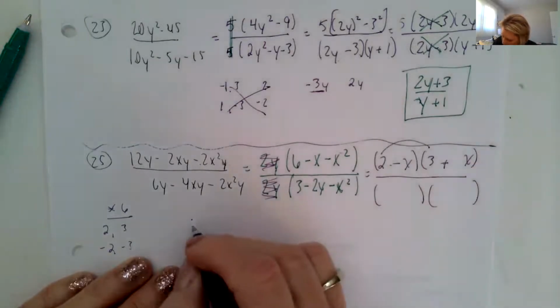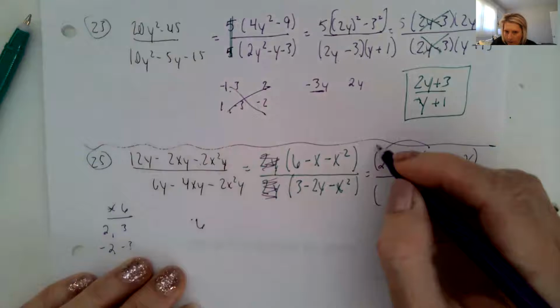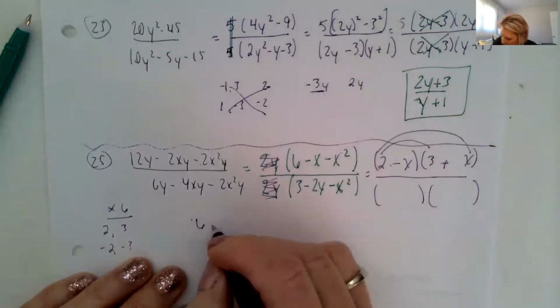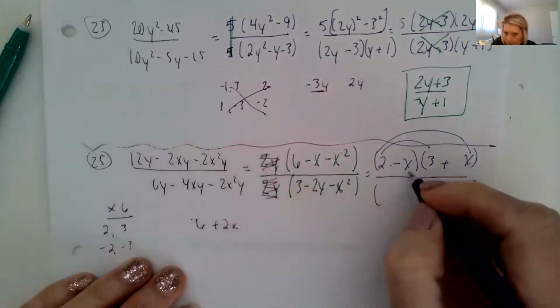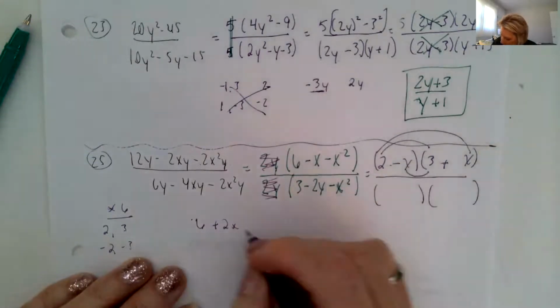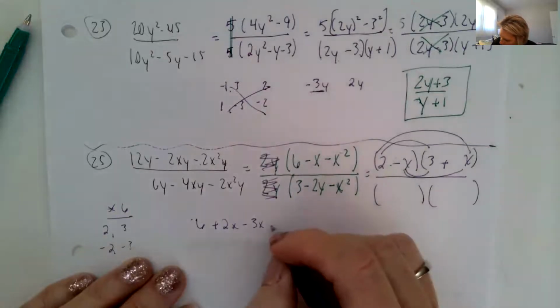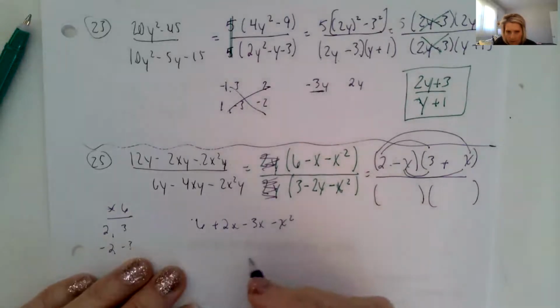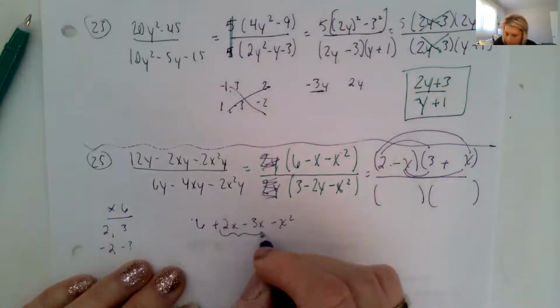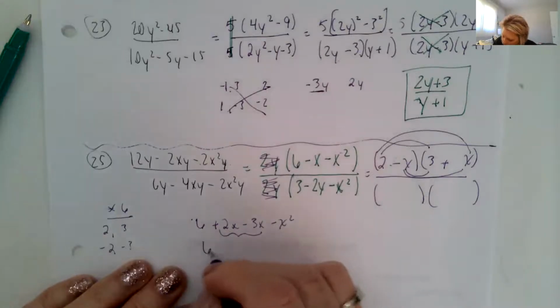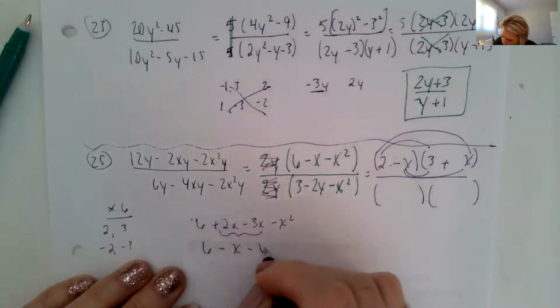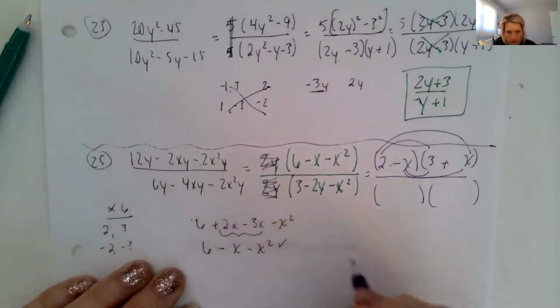So if we were to multiply these, we would get 2 times 3 is 6. I'm going to write that down here. And then 2 times x is a positive 2x. And then underneath we would get a negative 3x. And then a negative x times x is a negative x squared. And that's what causes the middle terms. So we get 6 minus x minus x squared. So that's how that works.